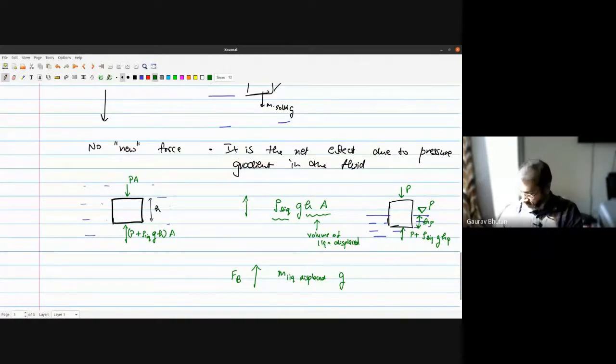Any questions? Many people have questions at this stage because it is questioning the earlier belief that buoyancy is actually a force. I mean, it is a force, but it's a result of a net pressure differential on the body. So, any questions? Feel free to ask.